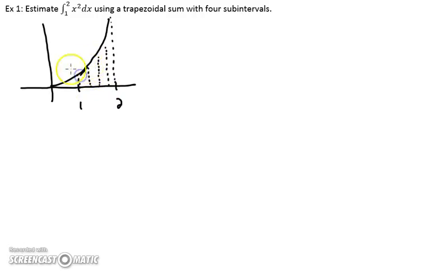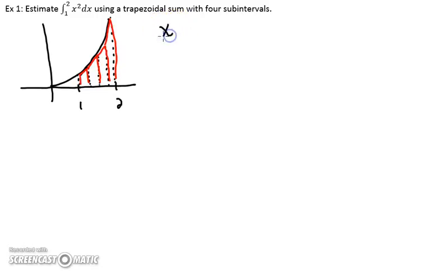And let me switch to a different color here. If you look at it, we're going to make these trapezoids here. So we're going to have one trapezoid here, our second trapezoid here, our third trapezoid here, and our fourth trapezoid here. Now, most of the time, just like with Riemann sums, if you're trying to find a trapezoidal sum, you're going to be given a table. So let's go ahead and make our own table.